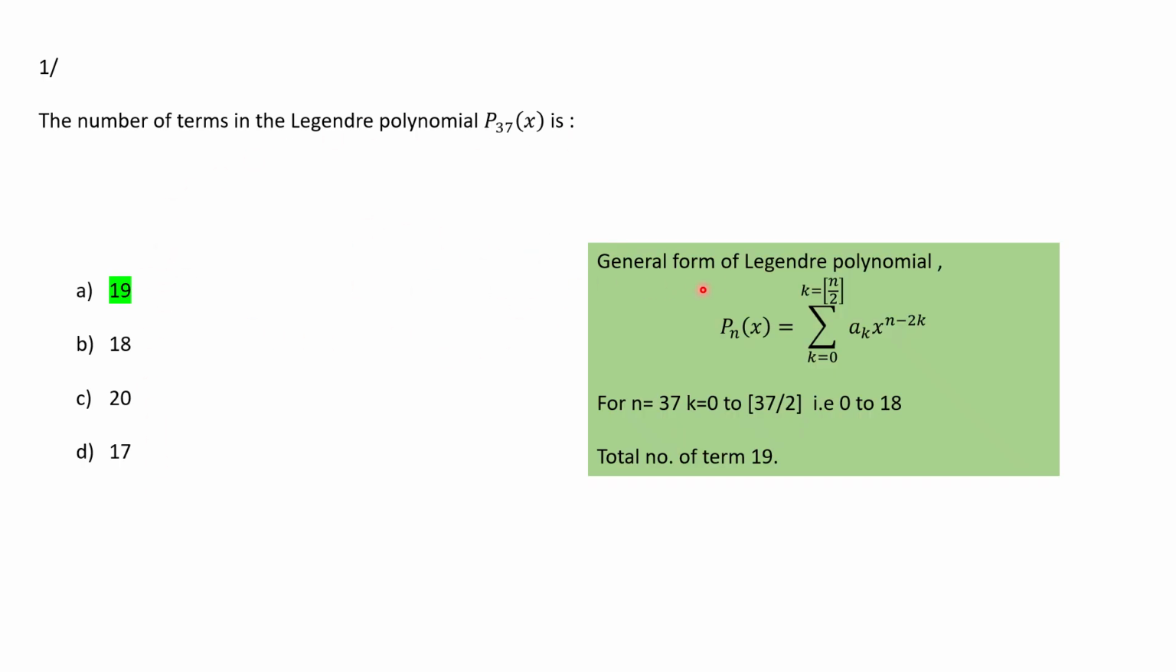So we know the general form of the Legendre polynomial, that is Pn(x) equals summation over k equals 0 to n/2 of a_k x^(n-2k). Here it has been given that n equals 37. So for n equals 37, k will be from 0 to 37/2, that is 18, and so the total number of terms will be 19 here, and option A, that is 19, is the correct answer.